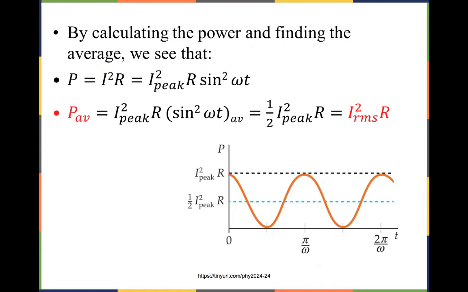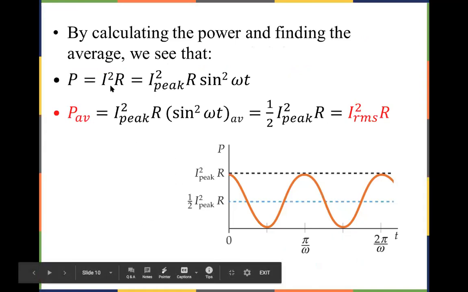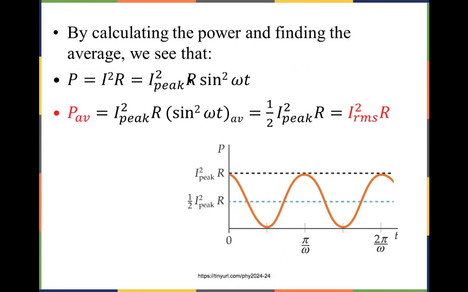Okay, so let's take a look at the average power consumed by a resistor in this case. According to Ohm's law and the knowledge we learned in electricity, the power consumed by a resistor is equal to I squared times R, all right? Now I is a sine function, I peak sine of omega t, so if you square that, it gives you I peak squared sine squared omega t, and then times R. So if we're looking at the average power, we take the average of this expression.